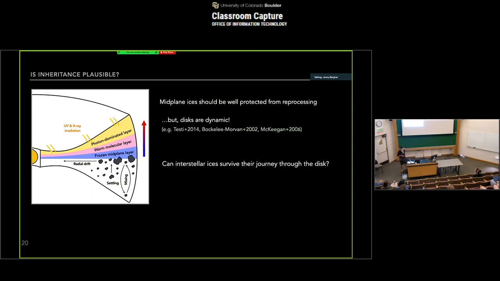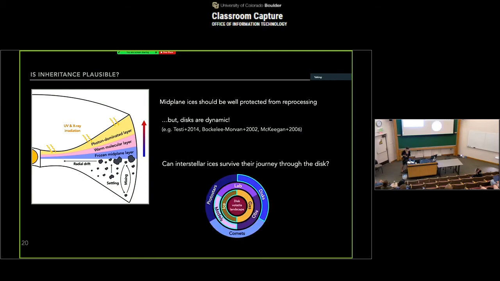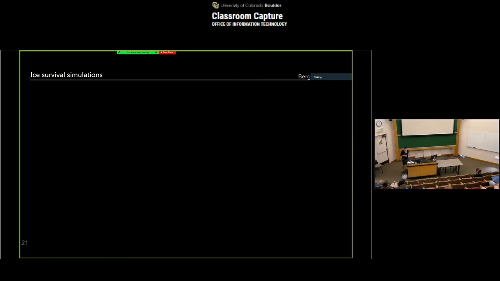So what we're interested in understanding is whether interstellar ices can actually survive their journey through the disk given this dynamical context. So yeah, here in our little schematic, we're going to move on to models of ice chemistry in disks. All right, so this is work that I've done as part of my postdoc with Fred Ciesla.